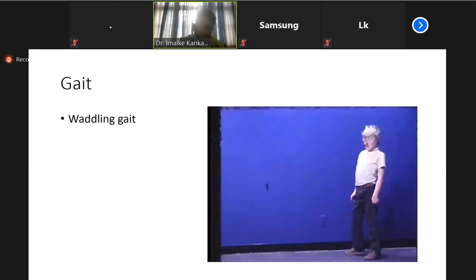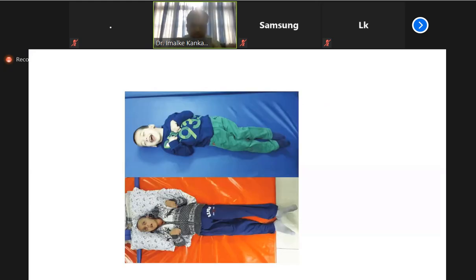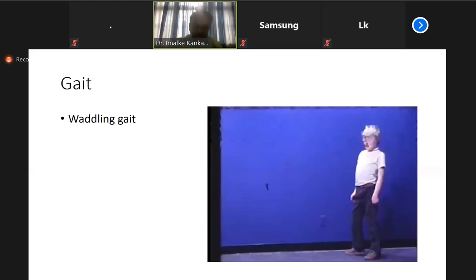Right? So in a case like this, you are not going to ask for gait. No point, you know. You all know now these two children will not be able to walk. But if it is not the case, better to start lower limb examination with gait.